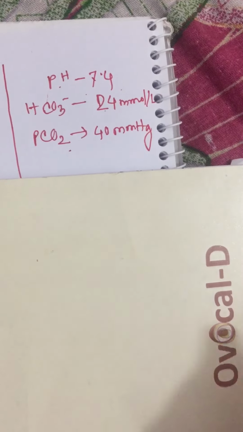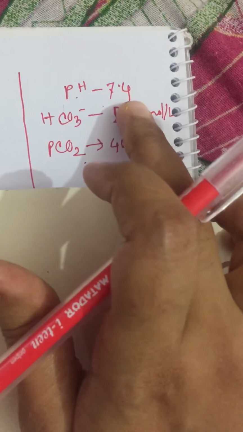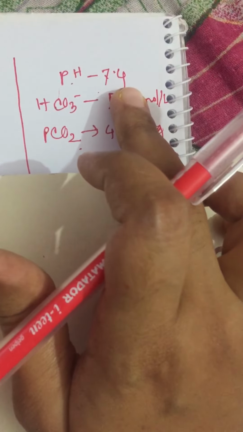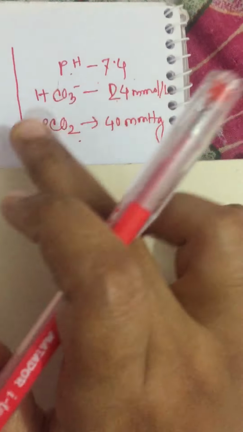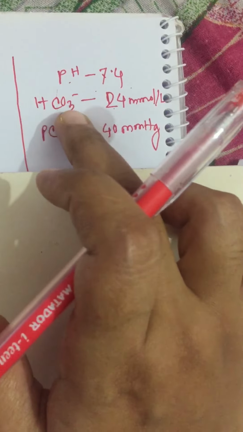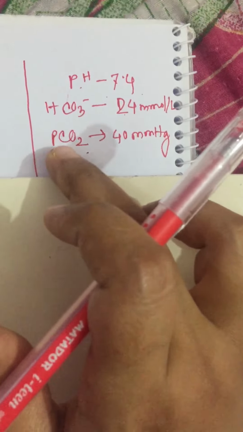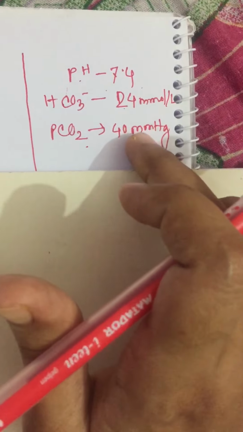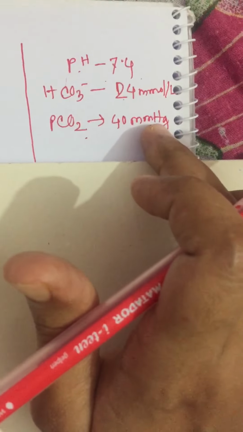40 millimeter of mercury. If pH is less than 7.4, we will call it acidosis. More than 7.4, we will call it alkalosis. Bicarbonate level is related to metabolic changes, metabolic acidosis or alkalosis. And partial pressure of carbon dioxide is related to respiratory acid-base disorders like respiratory acidosis or respiratory alkalosis.